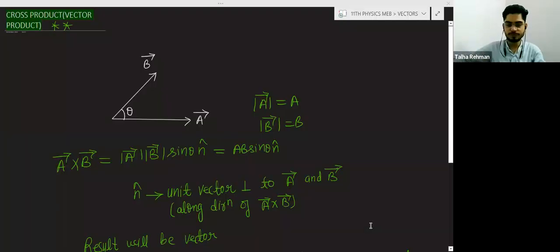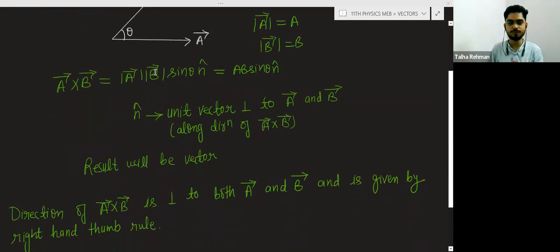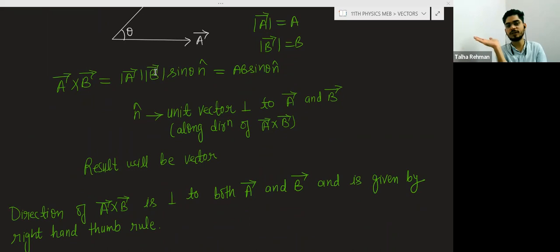Now, the right hand rule. It is clear that A cross B is perpendicular to the A vector and the B vector. How? I have shown you. Now, the direction of A cross B. First, what you have to do is place your fingers along the direction of one vector.